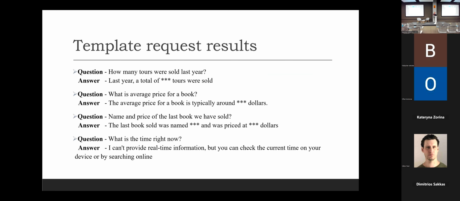The answer was correct for us. It was replacing, added 3 stars as a placeholder. But when we asked what is the average price of the book, the answer was not fully correct. It answered, the average price of the book is typically around $3.